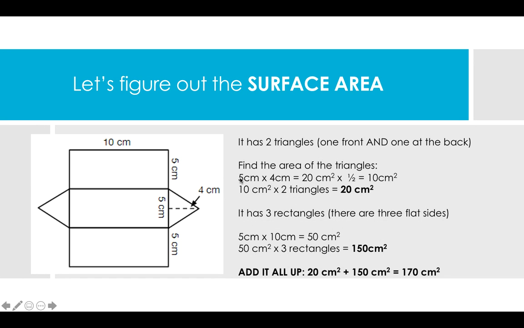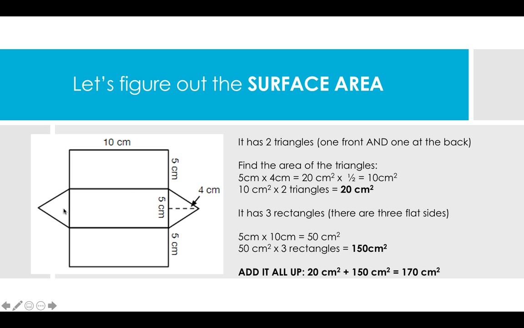So I go 5 centimeters times 4 centimeters. That equals 20 centimeters squared, but I haven't done the half yet. Remember, the area of a triangle is half times base times height, or base times height divided by 2. So I'm left with 10 centimeters squared. Each of my little triangles is 10 centimeters squared.